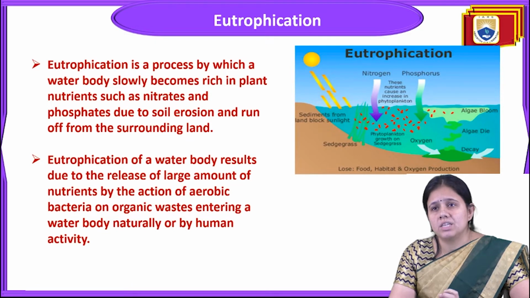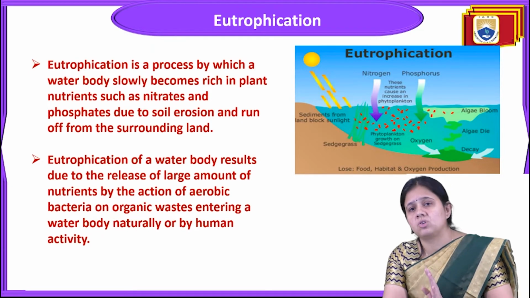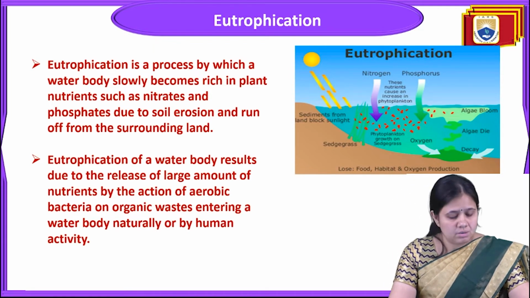We can say that eutrophication is a condition created in a lake or a pond due to the addition of excess nutrients, mainly two nutrients, nitrogen and phosphorus, from soil erosion or runoff from the surrounding land. Eutrophication of water bodies results in a large amount of nutrients by the action of aerobic bacteria on organic waste entering the water naturally or by human activities. So this is about eutrophication.